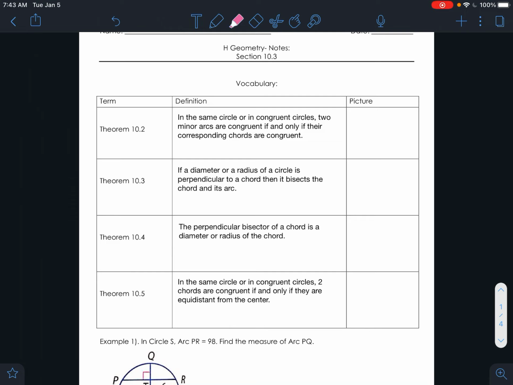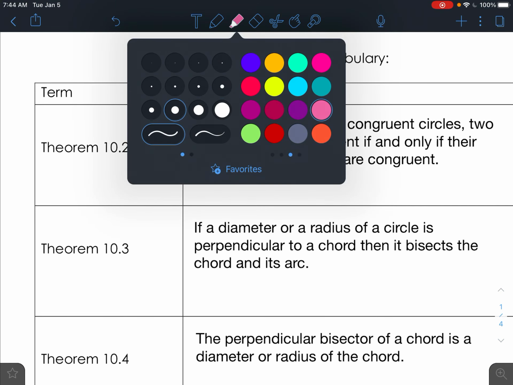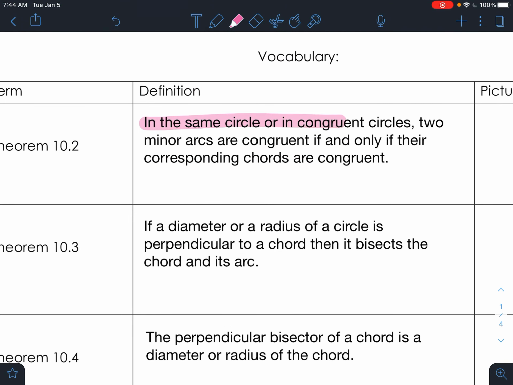So we're going to start with theorem 10.2, and as you can see, I already have them written out, so whenever you're watching this, just go ahead and pause so that you can write them down with me. But theorem 10.2 starts off with, in the same circle or in congruent circles. That's a really important phrase because what we're talking about then is lengths and measures of arcs. So we know that the circles have to be either the same circle or congruent circles so that we have congruent arcs. Okay, but 2 minor arcs are congruent if and only if their corresponding chords are congruent.